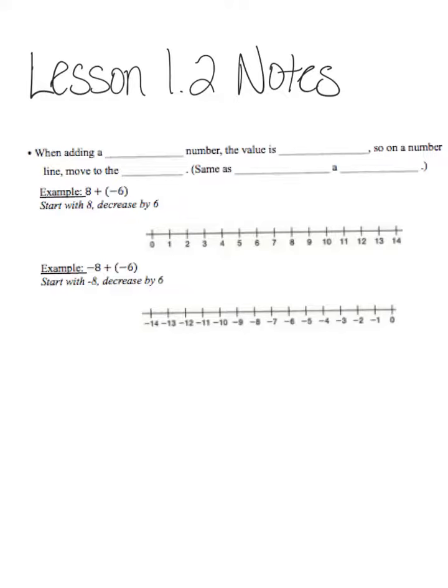Continuing on with our lesson 1.2 notes, now we're going to look at what it looks like to add a negative number on the number line. So fill in the blank with me: when adding a negative number, the value is decreasing. So on a number line, we are going to move to the left. And this is the same as subtracting a positive.